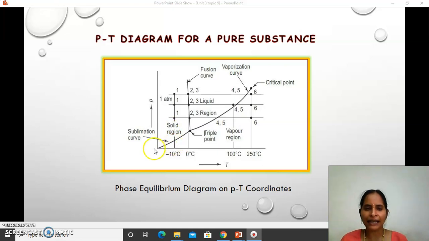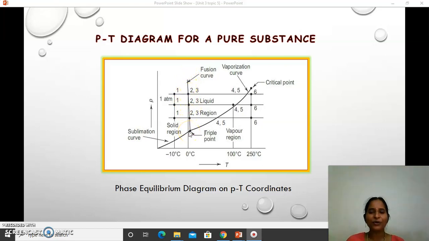Sublimation curve means the curve which shows the conversion of ice to vapor. Directly the ice would be converted to vapor. And here, fusion curve. Fusion means, as you know very well, conversion of the solid state of ice into water. Okay, right. So why is this fusion curve at a particular angle? Can you see here, the fusion curve has a negative slope.